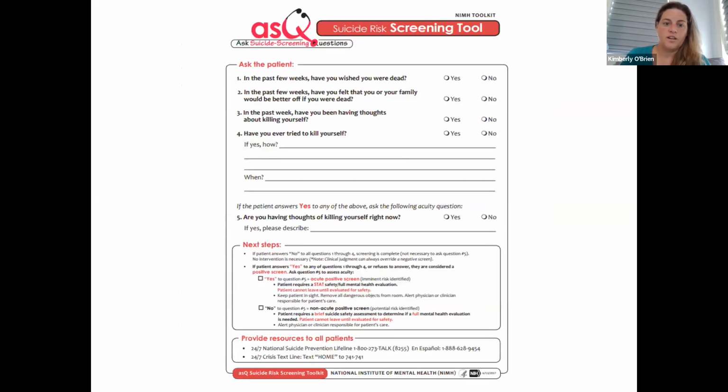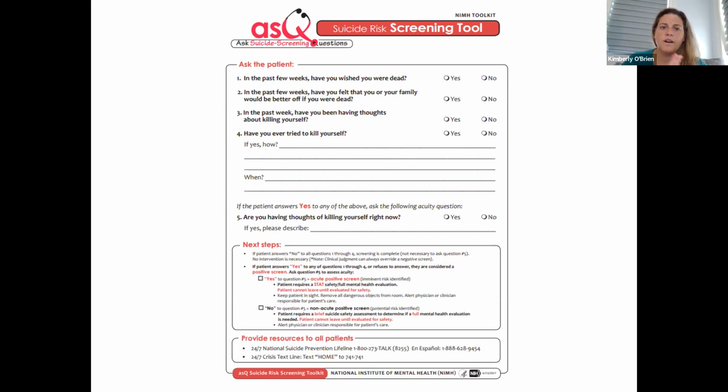So here's how this looks. And then there's also this: if they answer yes to any of the above, you want to ask the following acuity question. Are you having thoughts of killing yourself right now? Because what this question does, and this was added into this ASQ later on, because it wanted to get at in-the-moment suicide risk. Like, are they feeling it right now? Because as we know, suicidal thoughts are fleeting. So we want to see if they're feeling it in the moment.